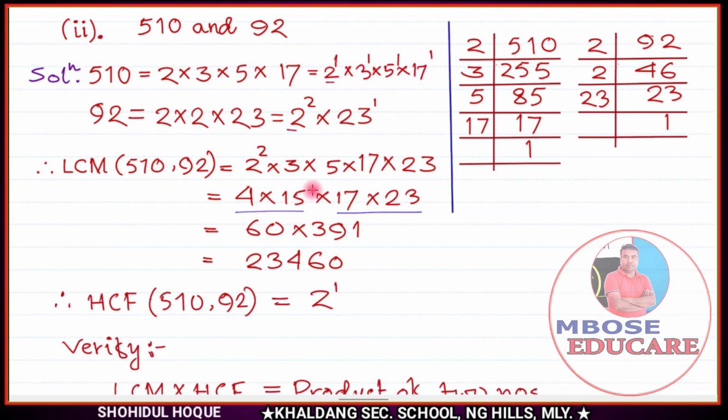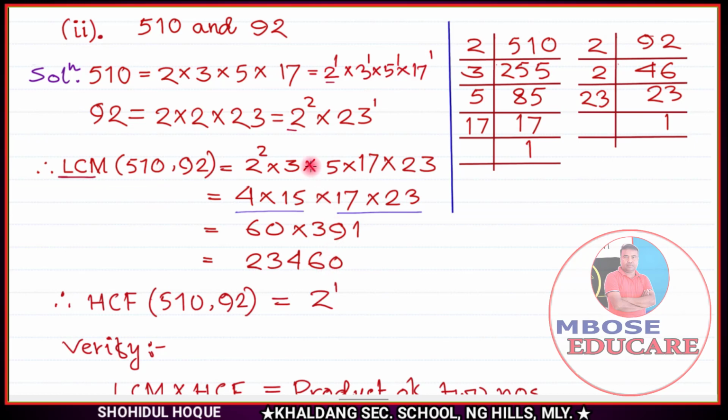Now we have to multiply all. 2 to the power 2 means 4, into 3 times 5 is 15, and then 17 as it is, 23 as it is. 4 into 15 product is 60, and 17 into 23 product is 391. Both when multiplied, the product will come 23,460. Alright, this is the LCM we have found out here.